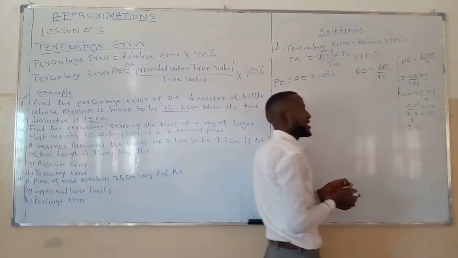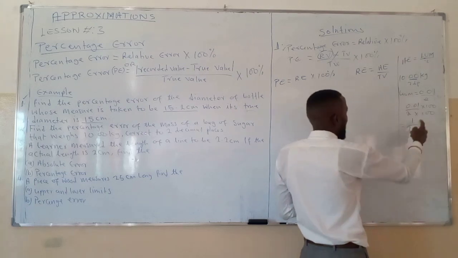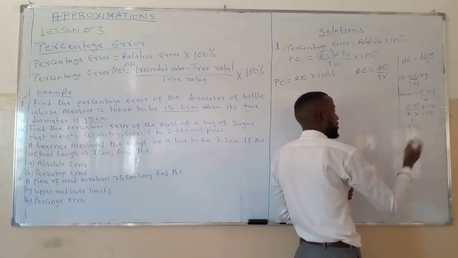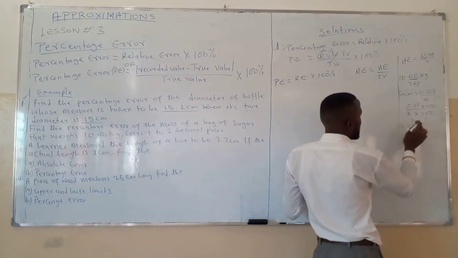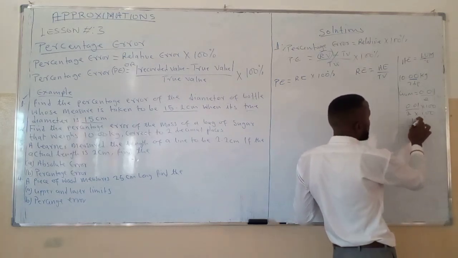How can I write it in decimal place? Of course, you divide 200 into this one, and you are going to have your answer. Now, let me divide 200 into this one. We are going to say, what is 200 into this one?